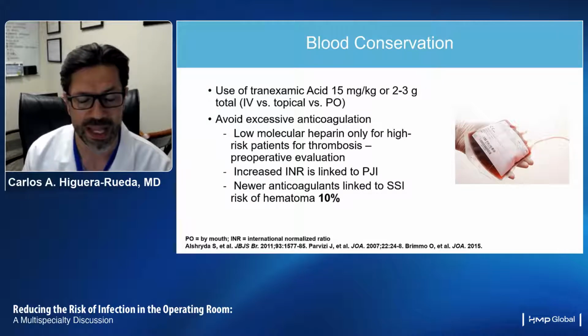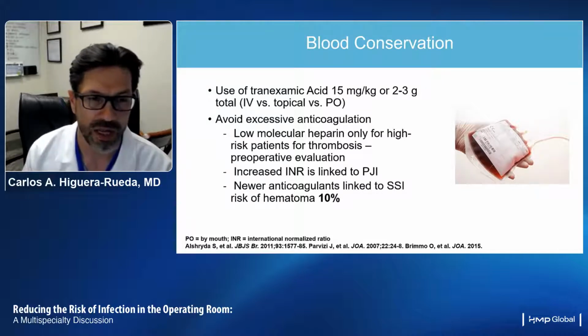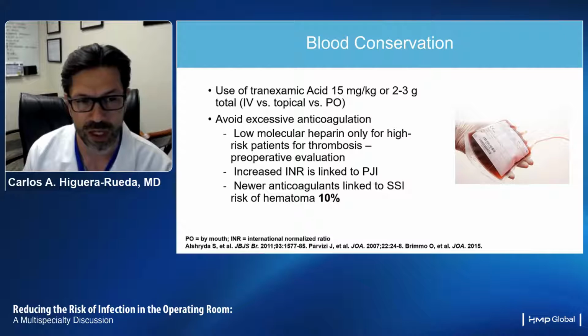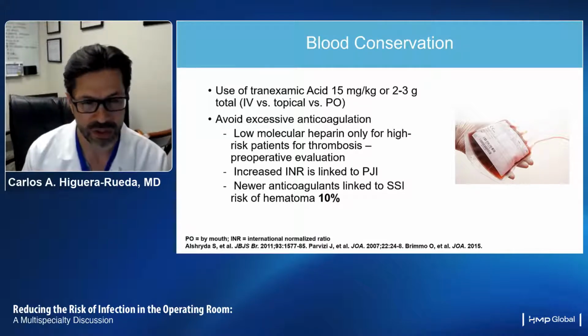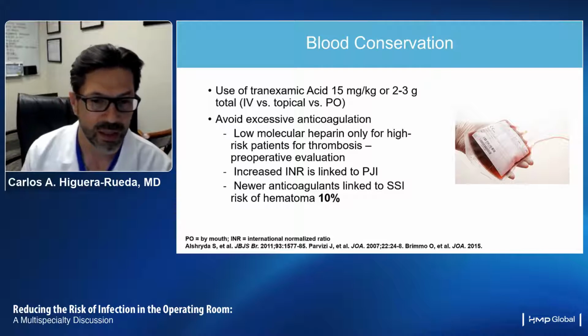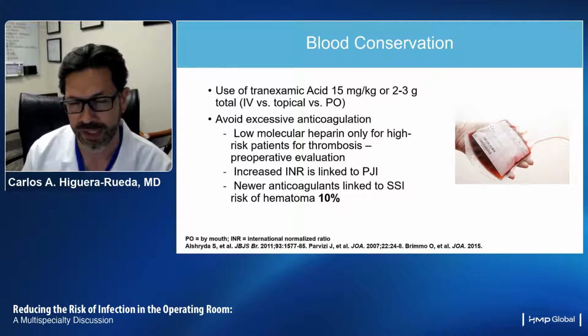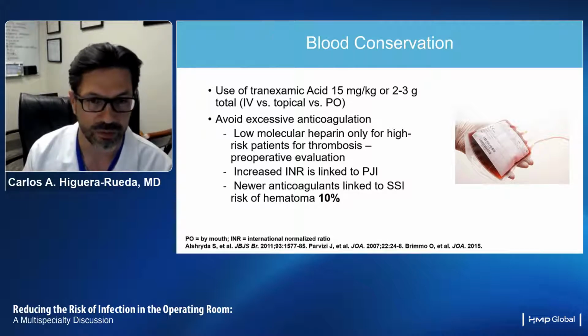Blood conservation is important. We use tranexamic acid routinely now, either IV, topical, or PO, as we know that excessive anticoagulation is linked to infection. Some of the newer anticoagulants, we published this in 2015, are linked to hematomas, and hematomas lead to infection.